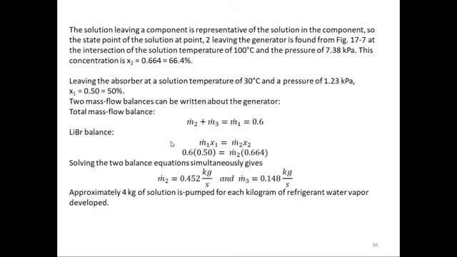Once we know m.2, we can replace it here, and we can find out what is m.3. So m.3 is 0.148 kilogram per second. So now we know all the mass flow rates. The mass balance is done. Okay, approximately 4 kilogram of solution is pumped for each kilogram of refrigerant water vapor developed.